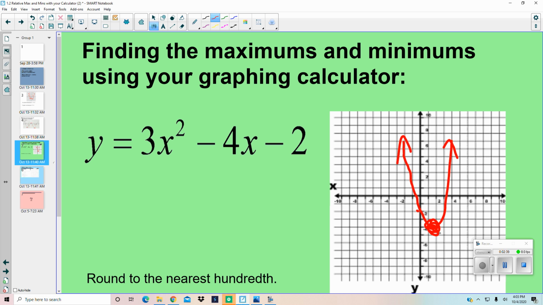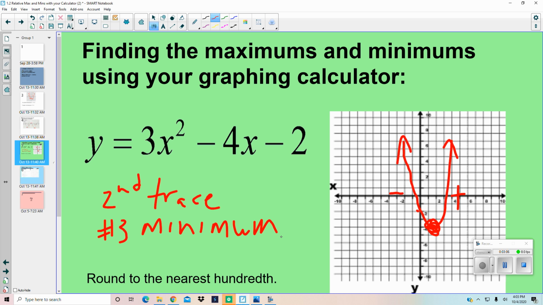But if I want to find it using the graphing calculator, I have to go to second trace. And when you go to second trace, there's options there. Minimum or maximum are the ones you're going to be using. In this case, I can see that I have a minimum because it goes from negative slope to positive slope. So I'm going to click on its number 3, minimum.